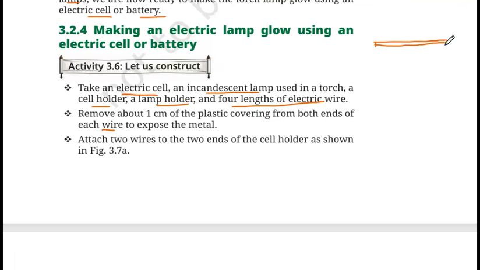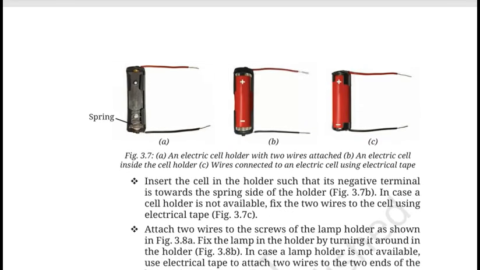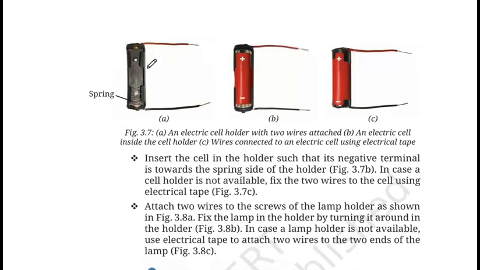So every wire comes with an insulation, that is plastic covering. So what you're going to do is remove 1 centimeter each from both ends so that you get naked wire. Attach two wires to the two ends of the cell holder. So let us see the cell holder given in figure 3.7a. Here you can see this is a cell holder. I told you, one part of the cell holder has a spring, the other part a small metal disc.